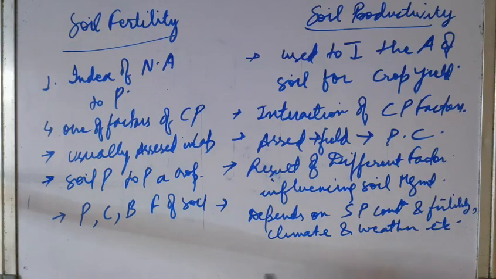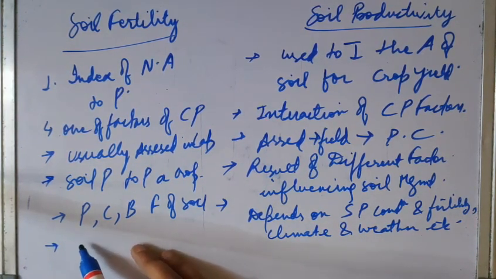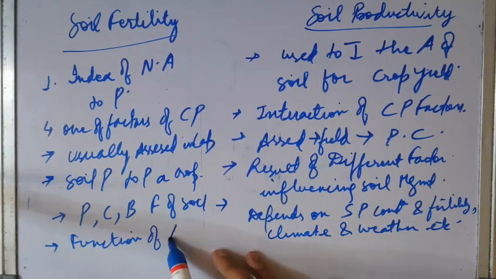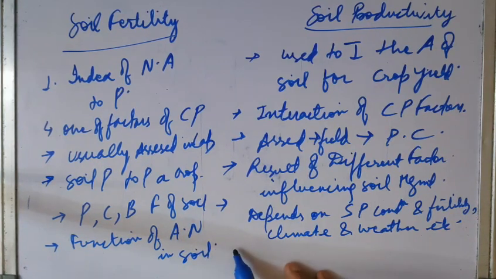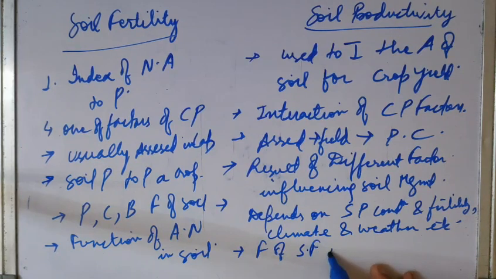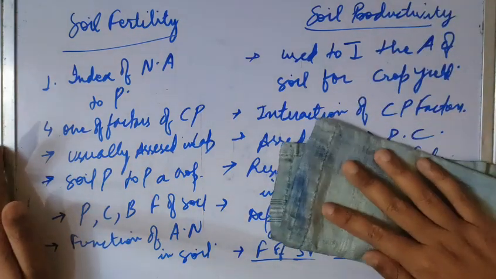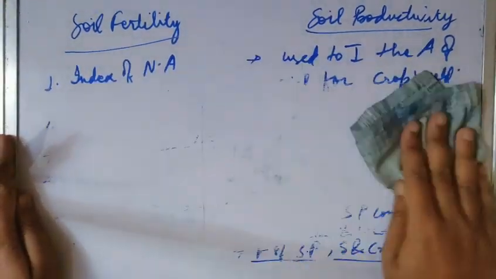Fertility is a function of available nutrients in soil. Productivity is a function of three things: soil fertility, soil and crop management, and climate. Now moving on to the next points.